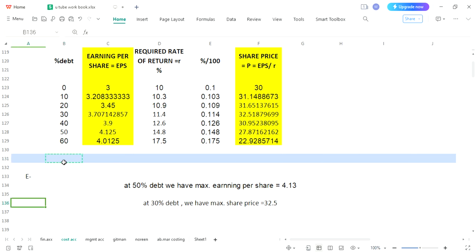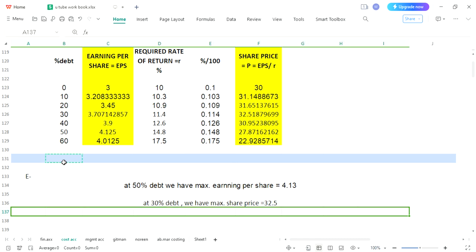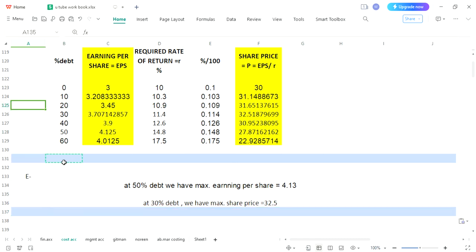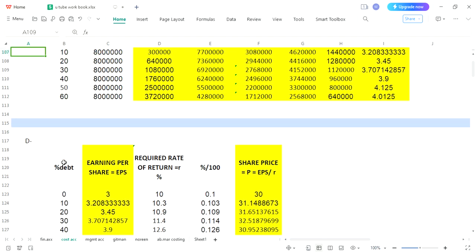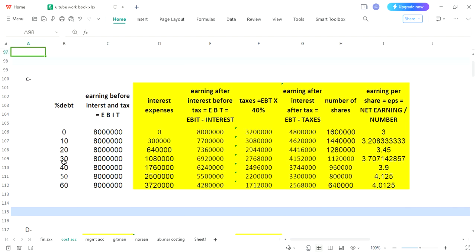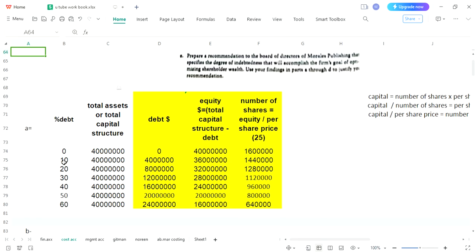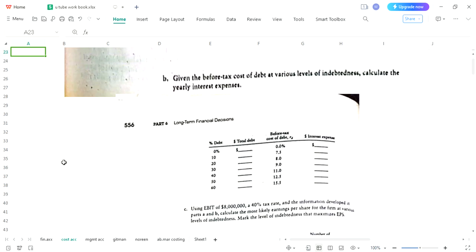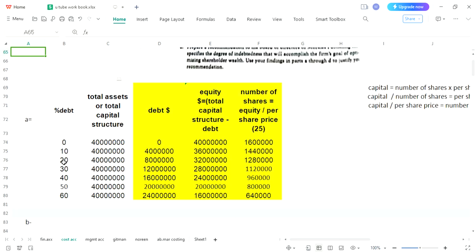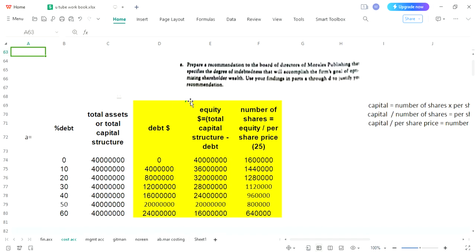And I think all parts of the question have been solved. This is E, B, C, and B part and A part. And we have only the E part. So it means everything has been sorted out.